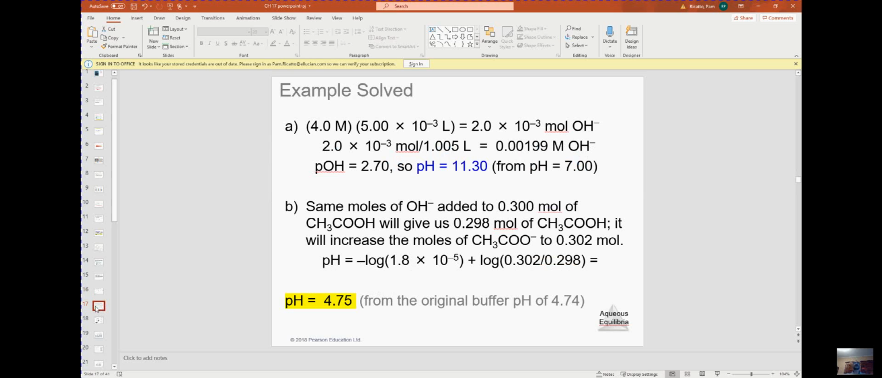Okay, let's do the example. So here's what I just did. First step, calculate the number of moles of sodium hydroxide. So that's right here, 2 times 10 to the minus 2. I took the number of moles of sodium hydroxide and divide by 1.005 liters. Why? Because I had 1 liter of buffer solution, and then I added the 5 milliliters. So the concentration is 0.00199.